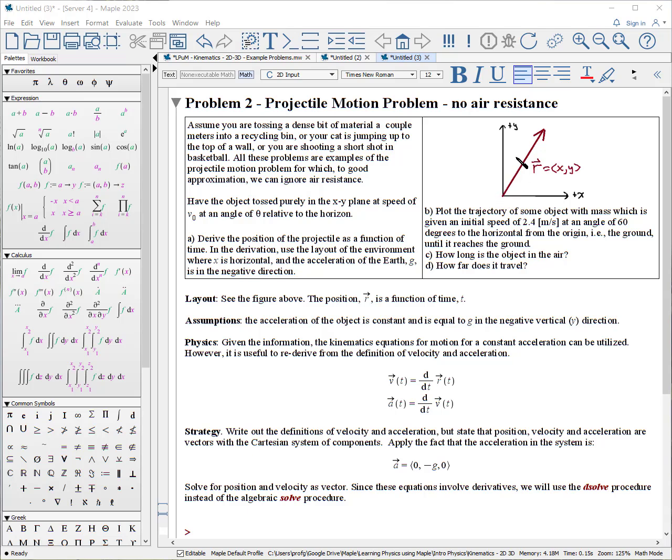Start at the origin. There's a vector showing position. The initial speed of the object is v sub 0, and the angle is some positive angle measured off the positive x-axis. The solution, or the physics, is the same as before. Use the definitions of velocity and acceleration. However, in this particular case, we know that the acceleration has no x component. The acceleration due to the Earth is negative g, and there's no component in the z direction. So all our acceleration is straight down.